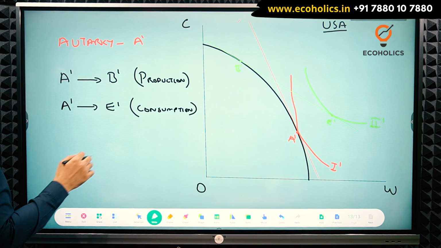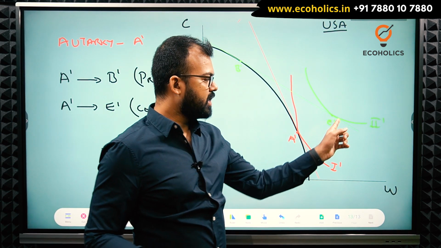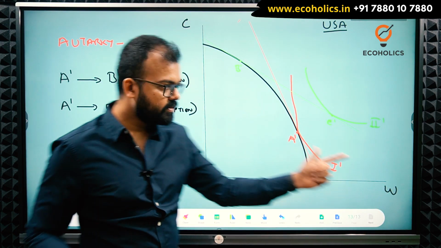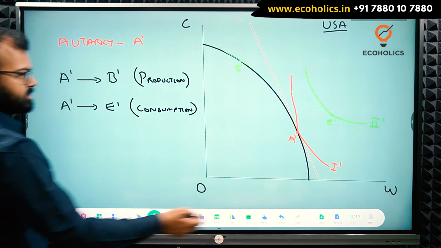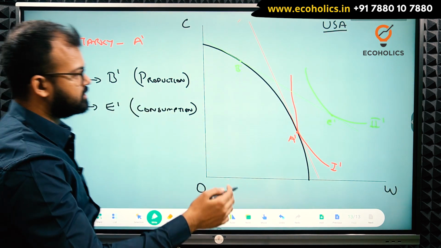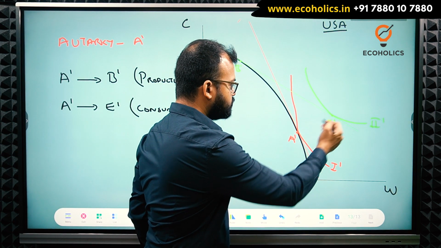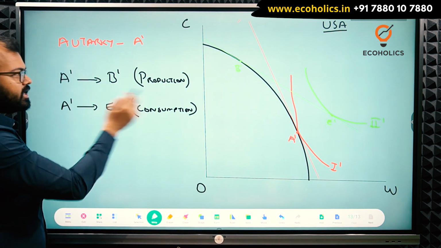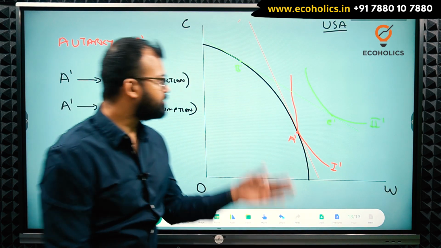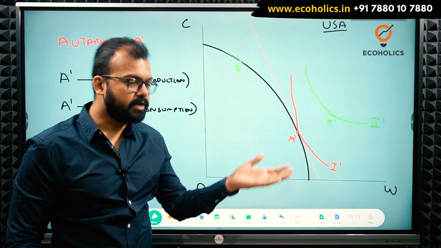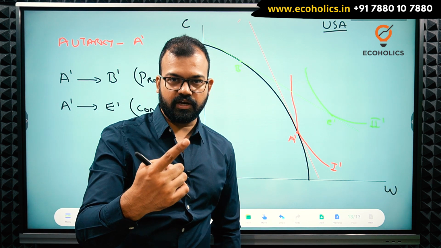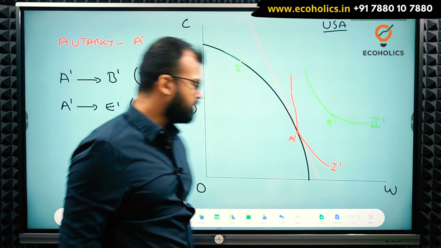Why? Because we can consume an extra amount beyond the PPC, beyond this point A, by importing from India. That's a basic fundamental we discussed in the last lecture as well. So this is how the trade happens. From A dash to E dash is the consumption, and the production will be A dash to B dash. I hope this makes sense. This is how countries engage in trade, because they're producing more of that particular commodity, producing surplus and then exchanging. This is what we can call the gains from trade, the benefits the countries accrue from trade.